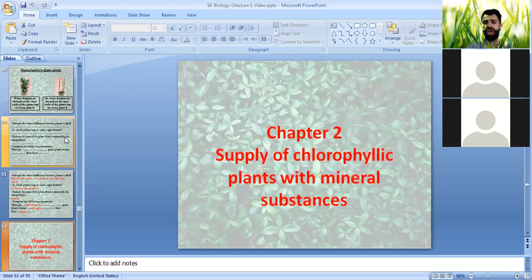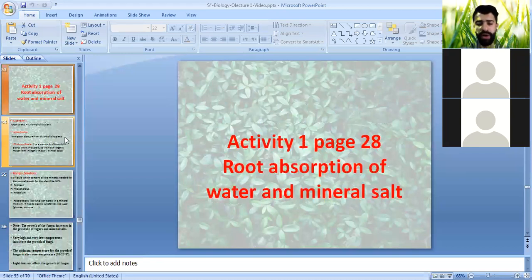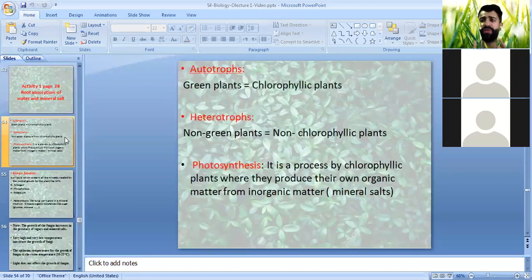Let's move now to chapter 2, supply of chlorophyll plants with mineral substances: root absorption of water and mineral salts. First of all, you have to know these terms. What is the meaning of green plants? Green plants mean chlorophyll plants containing the green pigment chlorophyll. Heterotrophs are non-green plants, they are non-chlorophyll, missing the chlorophyll.